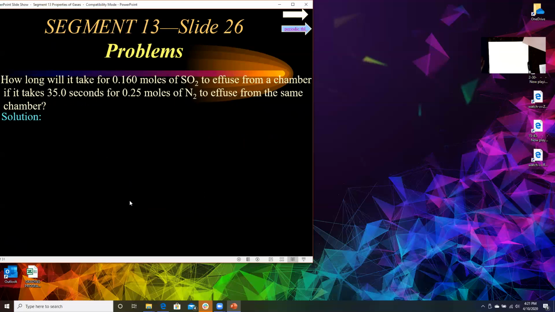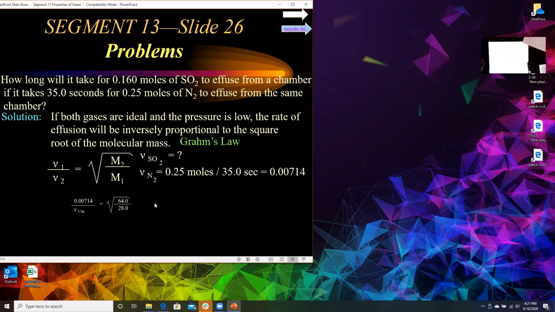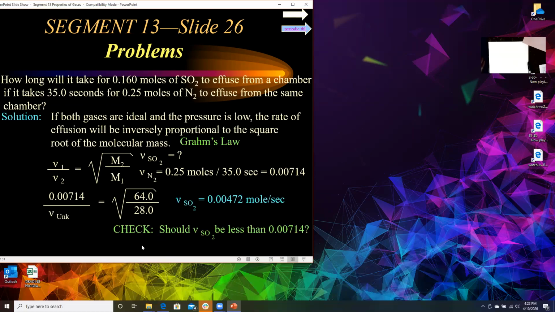Okay. How long would it take for 0.16 moles of SO2 to effuse from a chamber if it takes 35.25 seconds for 0.25 moles of N2 to effuse from the same chamber? Okay, again, this is a Graham's law problem. We can set it up just as before, except now we're solving for the velocity of the unknown, and we get this value for it in moles per second. So it should be less than that.